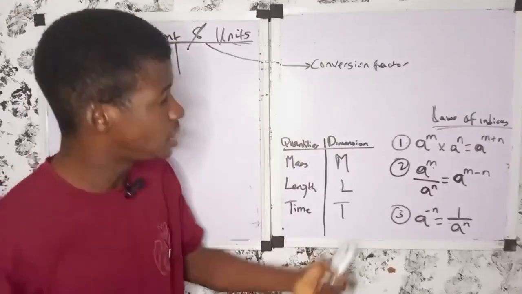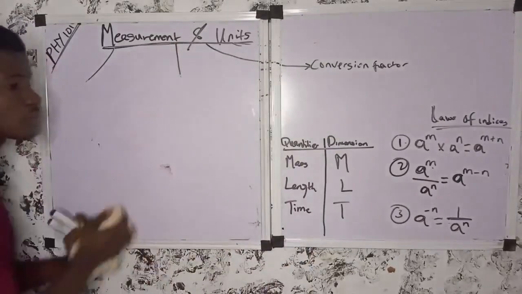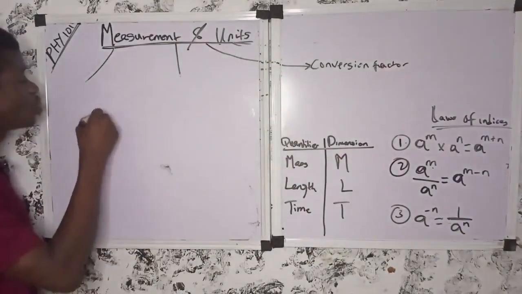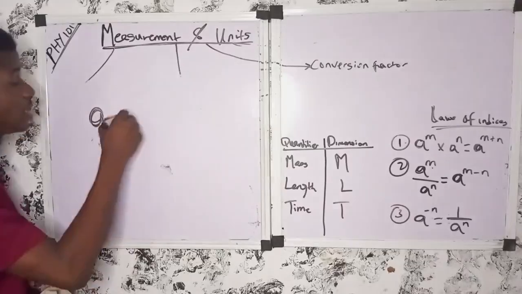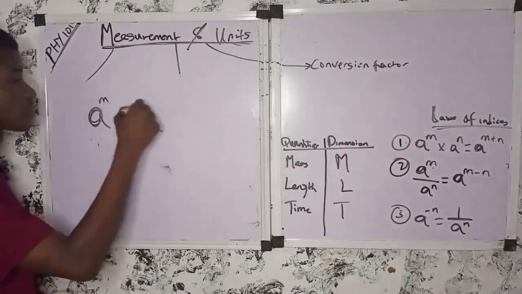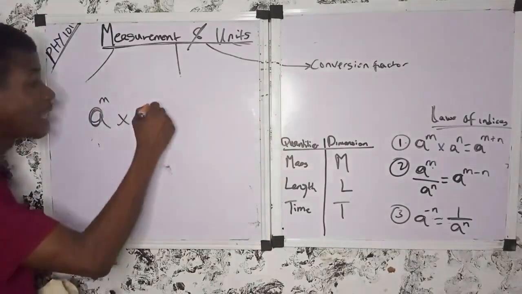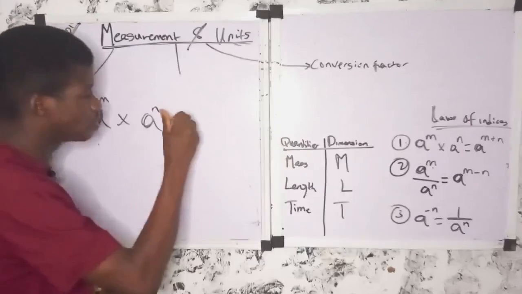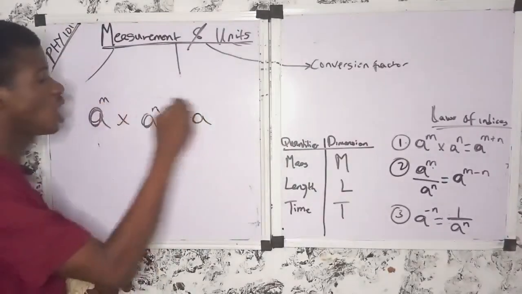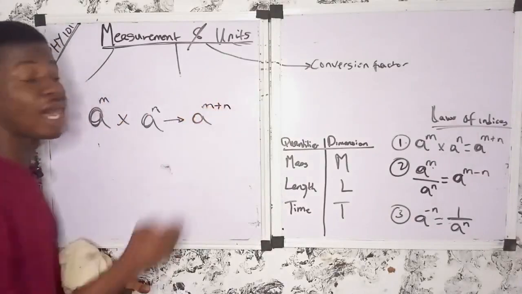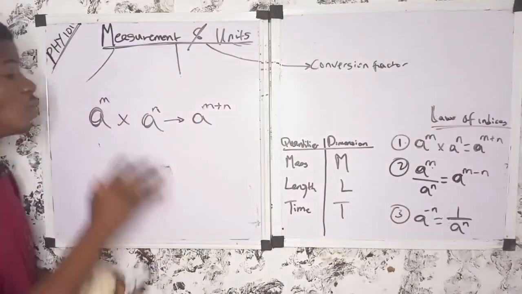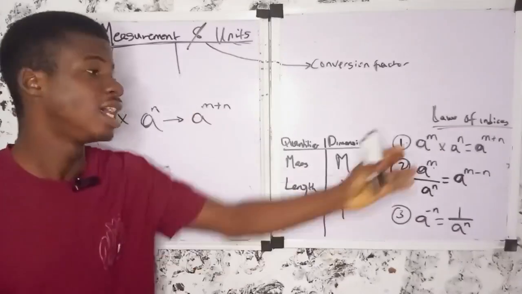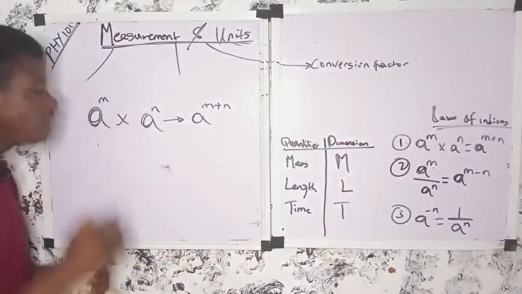The laws of indices. Let me break it down. This very first law, which is known as the product law, states that when the same bases are multiplying each other, we take one of the bases and we add their powers. So, for example, let me give you an example.